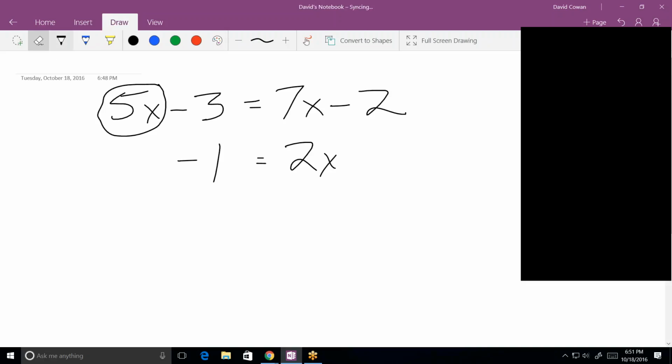Okay, now notice that one of my sides has a positive coefficient, the other side has a negative. That's going to happen no matter which way I decided to move my variables. One side's going to have a positive, the other's going to have a negative. So sometimes you just can't avoid it.